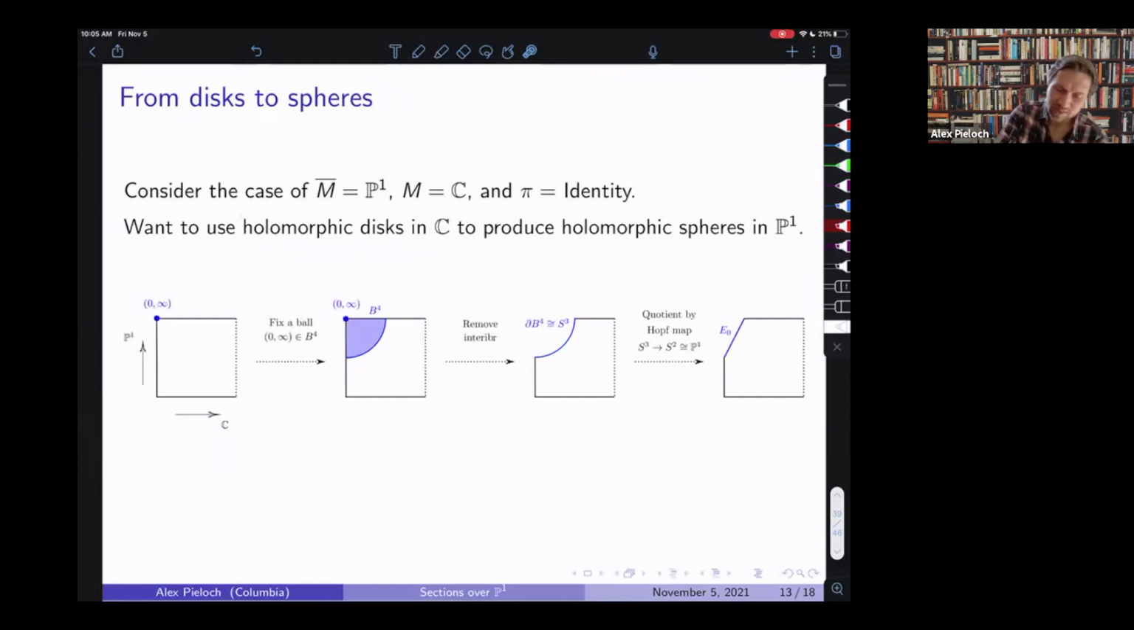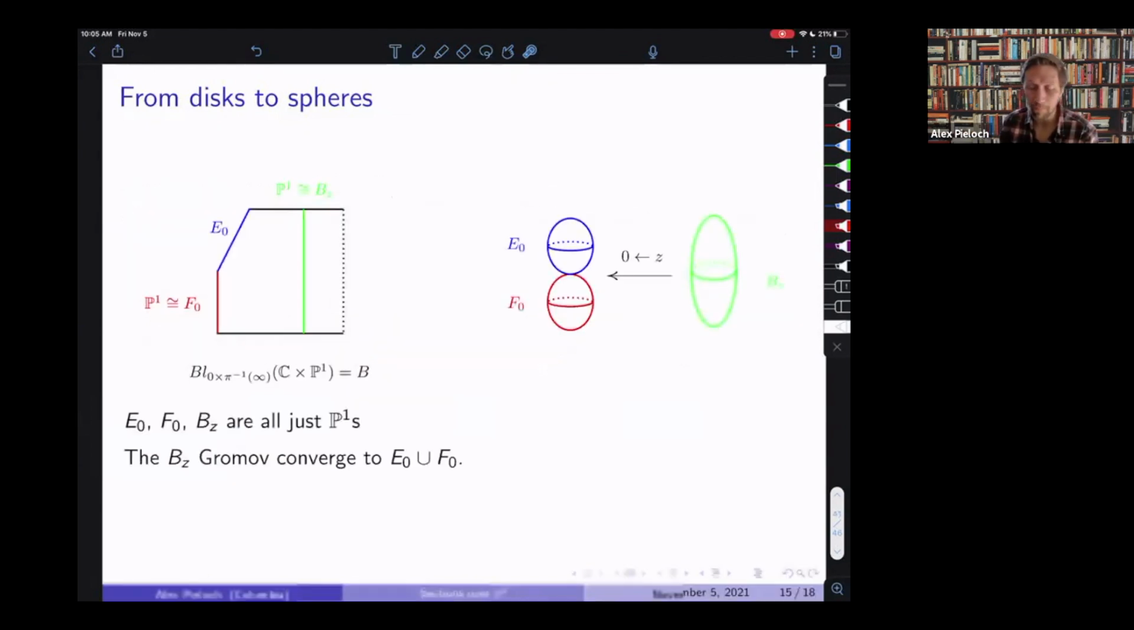Okay, so we start with C times P1, and we do a symplectic blow up at the points 0 and infinity. So we take some ball, we remove the interior, and then we apply the Hopf map on the boundary of this ball, which is S3. So what this does is it produces for us a model for degenerating a sphere into a nodal sphere.